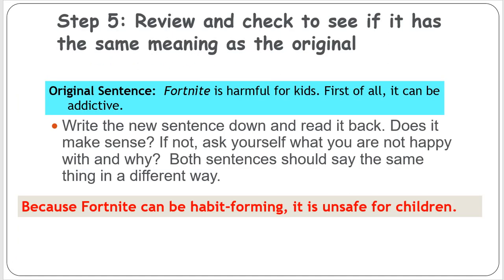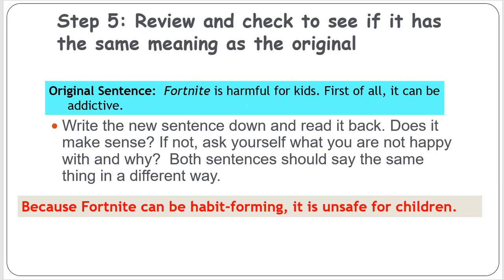Step 5. Review and check to see if it has the same meaning as the original sentence. The original sentence right here, Fortnite is harmful for kids. First of all, it can be addictive. And our new sentence is, because Fortnite can be habit forming, it is unsafe for children. Do you see how this has the same meaning, but it's saying something in a different way.